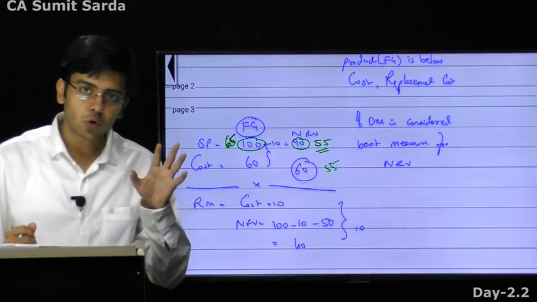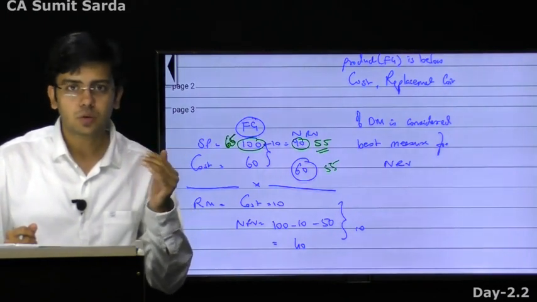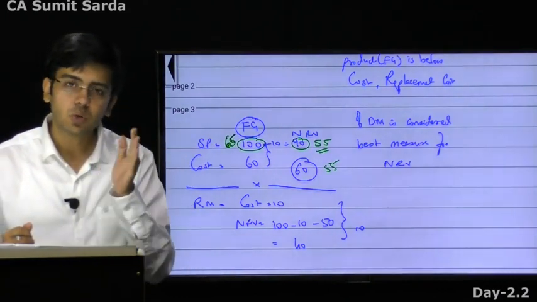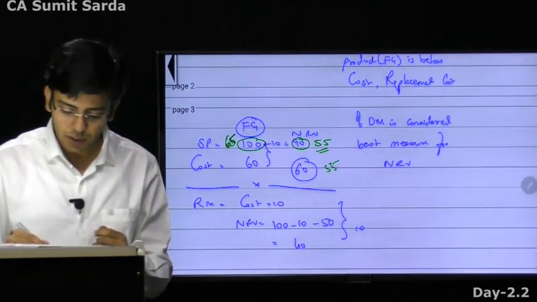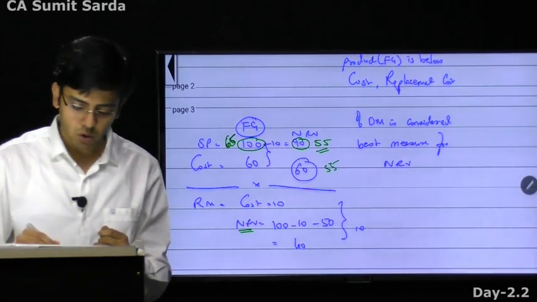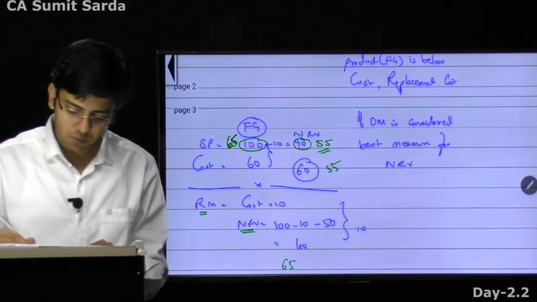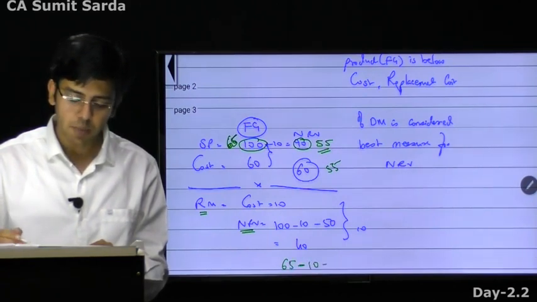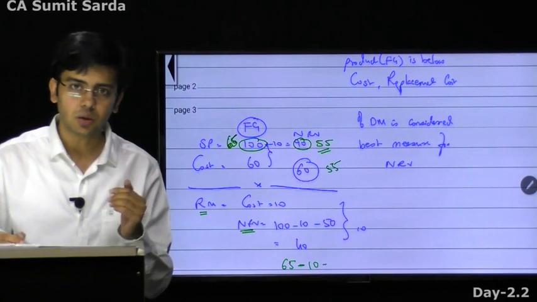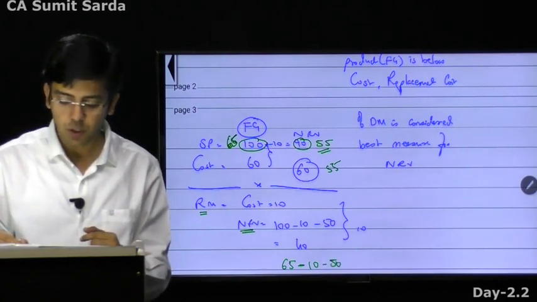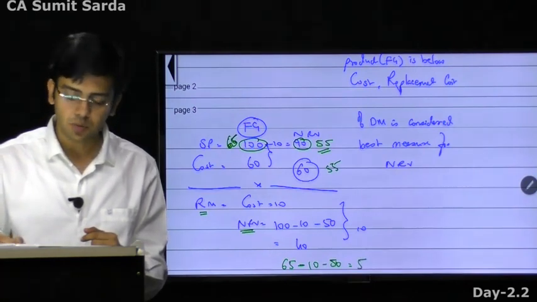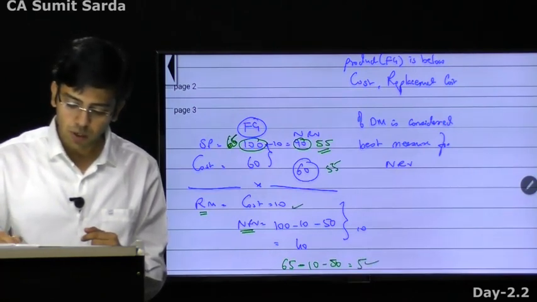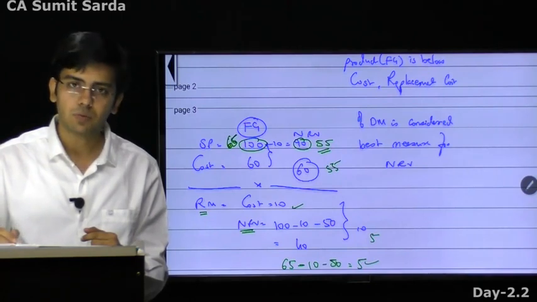Let's talk about raw material. What AS2 says, we'll look at a bit later. Just try to understand the concept of why AS2 is saying so. What I'll try to determine is the NRV of the raw material. So raw material cost is 10. Selling price is 65, minus cost of sale is 10, minus cost of completion, which is 50 rupees. If I deduct everything, I get 5 rupees as the NRV. So cost 10 or NRV 5, whichever is lower, we are going to measure it at 5.